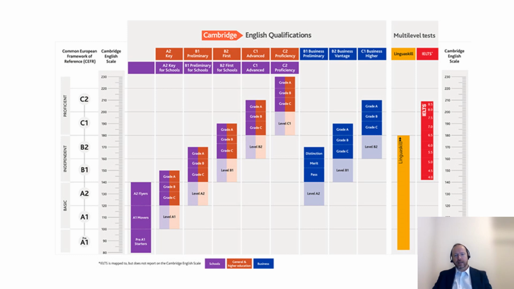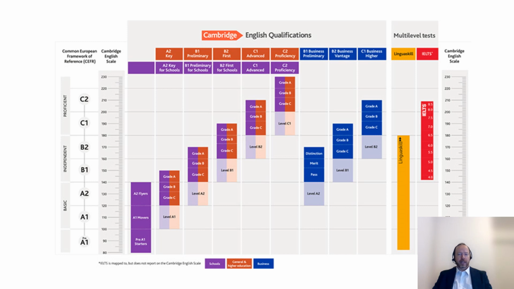This has obviously taken a lot of time over the years, and I think this one diagram illustrates that we have undertaken thorough research. We have test specifications, we have validation documents, we have alignment to the CFR, we have alignment to other frameworks such as the Chinese Scale of English, CSE. We have alignment to and maps to other external tests as well.